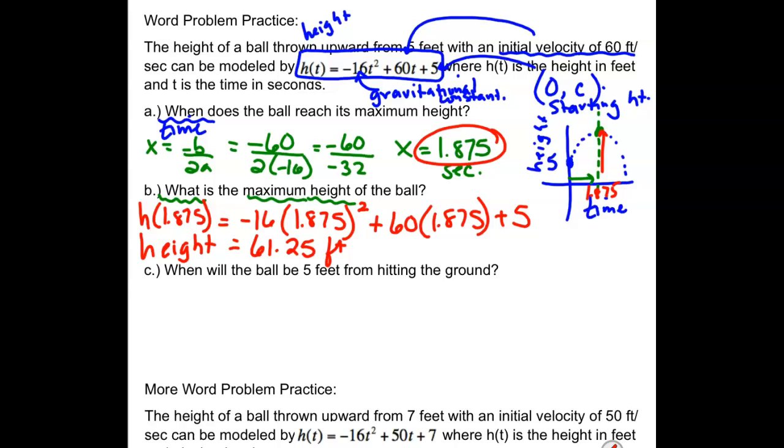Then the third part says, when will the ball be 5 feet from hitting the ground? So we are really looking for it to return to that same level that it started at. We started at 5 feet. We want to know how long it takes for us to get back to that same height. Because of the symmetry of our graph, if we know this is 1.875, then we also know this much is 1.875. So to find this answer, we really just have to take 2 times our 1.875. And we get 3.75 seconds.